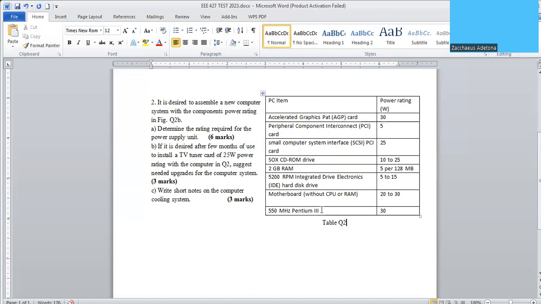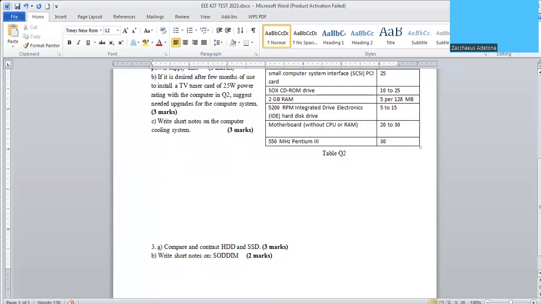When you look at this, it is a kind of old system. Recent computer systems don't use Pentium 3. They use either i3, i5, or what have you. But let's just say that is what we have here. Let's use this system to determine the power needed. So that is question 2. And then 2C is not related to that. Just write a short note on the computer cooling system.